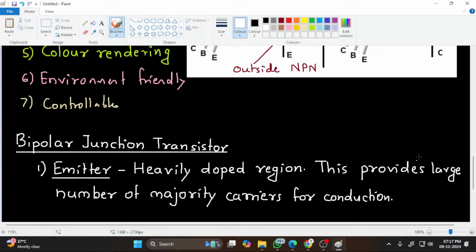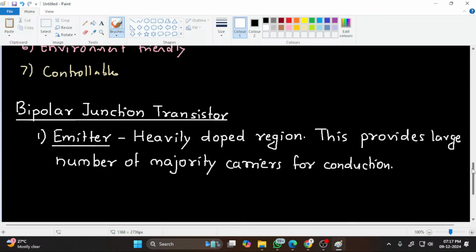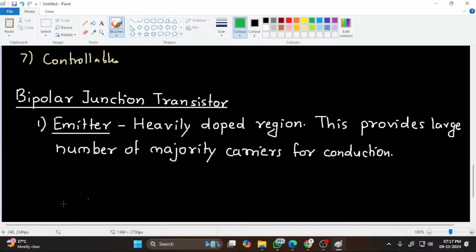Then base is a thin, lightly doped control region.